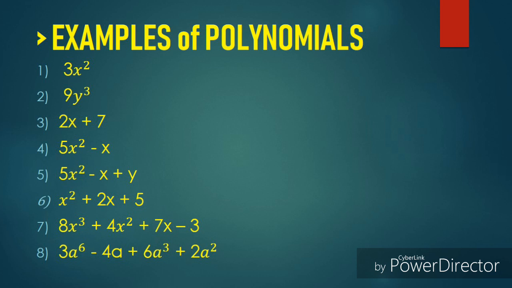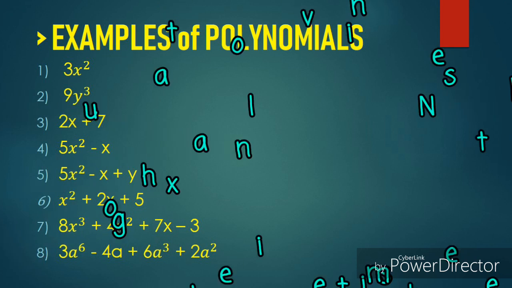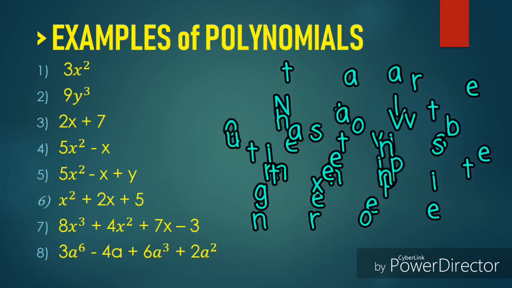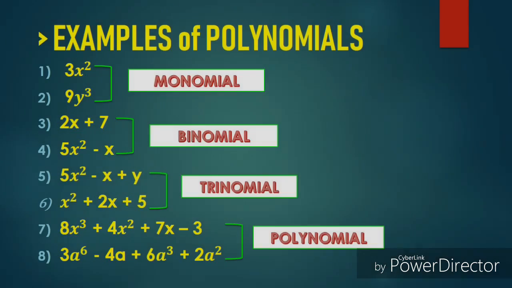So, all of these are examples of polynomials. Since all of the variables in each polynomial have integer exponents that are positive. And kung mapapansin nyo, example number 1 and 2 is a monomial kasi meron siyang isang term. Example number 3 and 4 is a binomial kasi meron siyang tig-dalawang term. Example number 5 and 6 is a trinomial kasi meron siyang tig-tatlong term. And example number 7 and 8 is a polynomial kasi meron siyang beyond 3 or more than 3 terms.